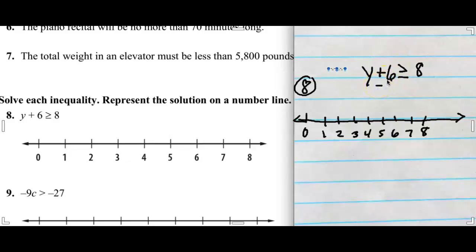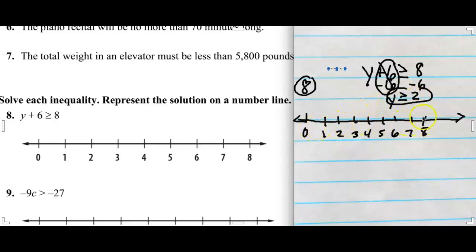All right, so what we need to do is use the inverse property, and the opposite of plus 6 is minus 6. This creates a zero pair, which is going to cross out, and that will leave the y by itself. Y is greater than or equal to. Now, if we did minus 6 on this side, we're going to have to do the same on the other side. So it's going to be 8 minus 6 is 2. Okay, so my actual solution, which I'm going to circle, is y is greater than or equal to 2.